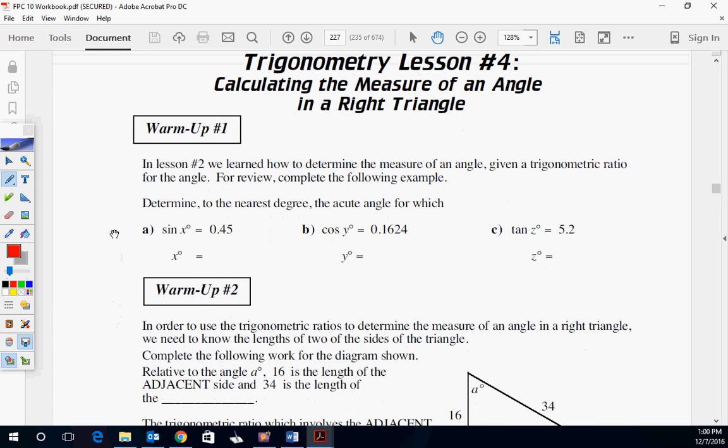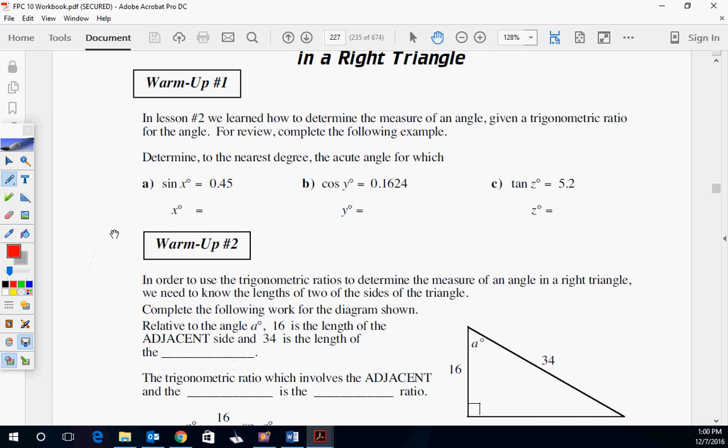Unit 6, lesson 4. Okay, so in lesson 2, we learned how to determine the measure of an angle given its trig ratio for an angle. For review, complete the following examples. So, how do we get this to know what degree is at 0.45?